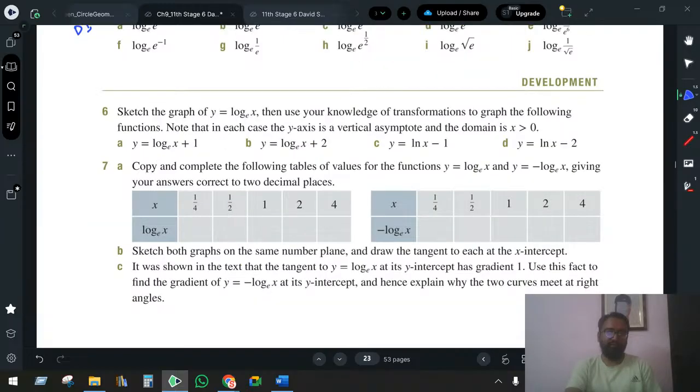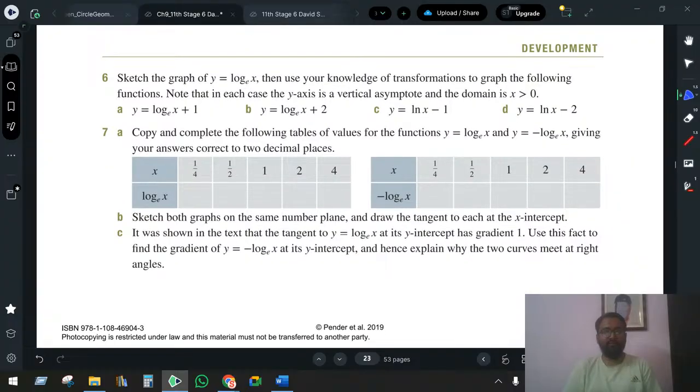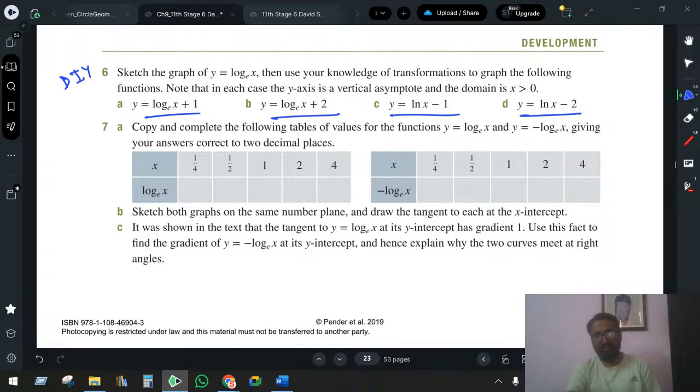So here onwards we have to sketch the graph of y equals e power log x base e, and then use the knowledge of transformations to draw the graph. You use the knowledge of graph transformations. So this is also DIY. You can understand. Where did we learn these kinds of transformations?